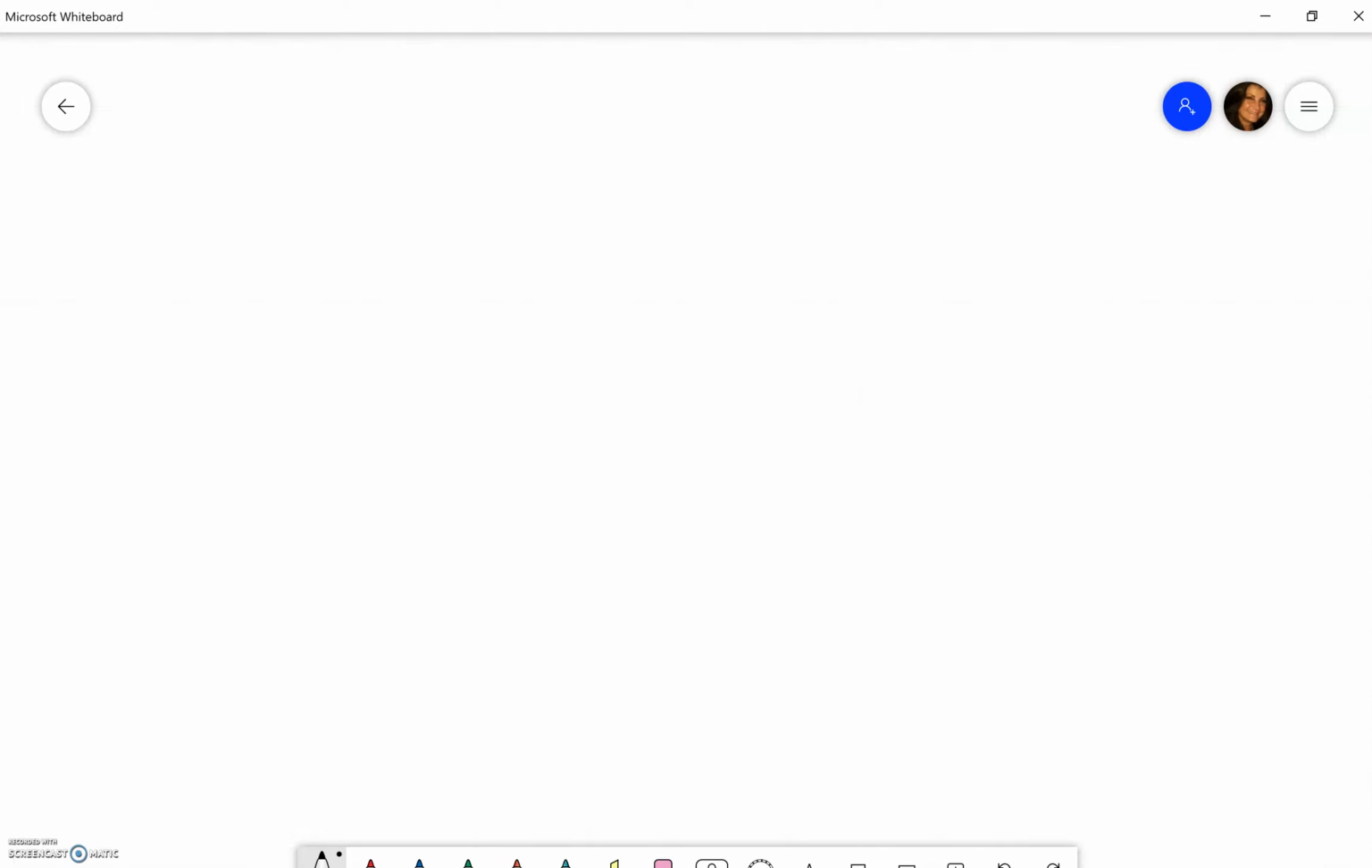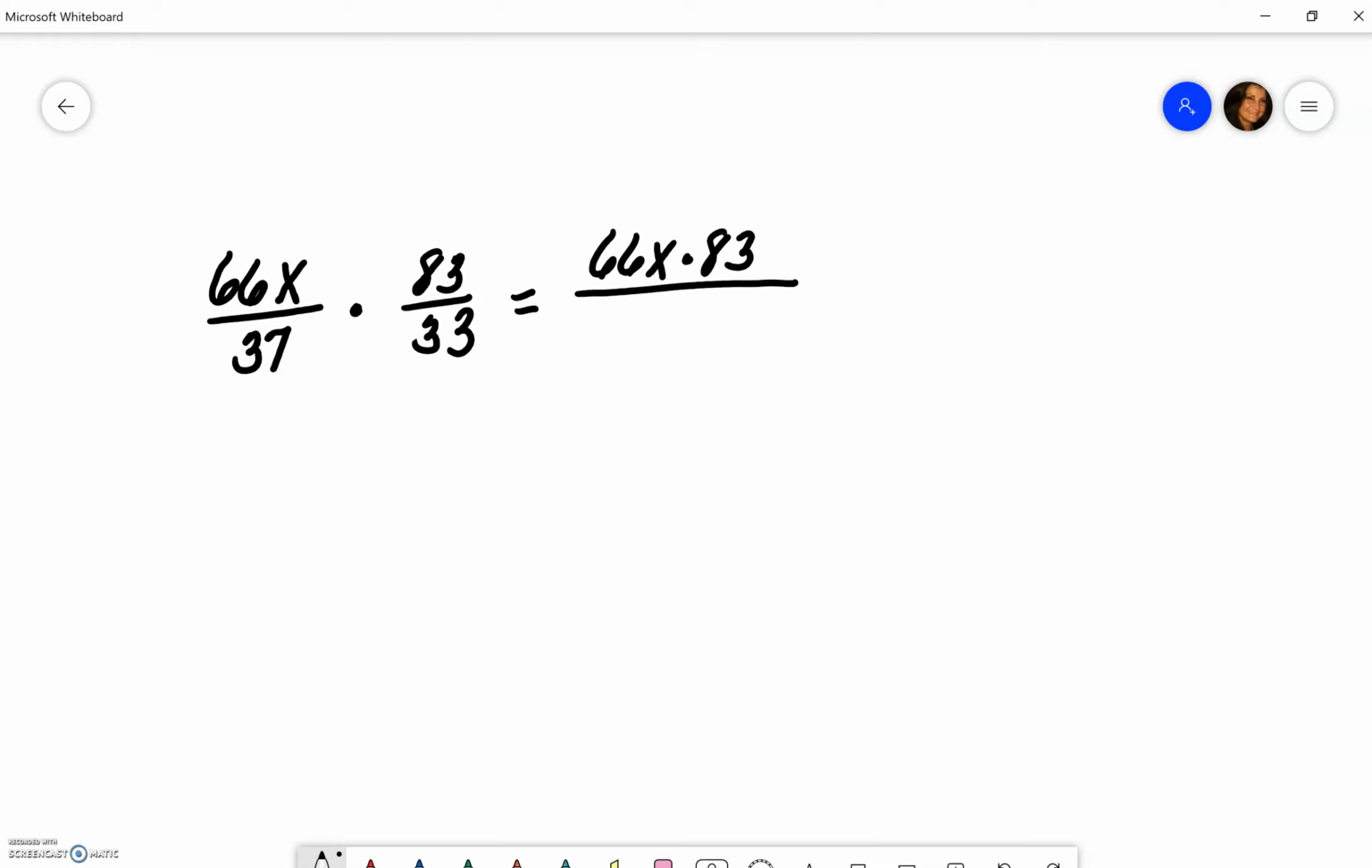So we have 66x over 37 times 83 over 33. The first thing I'm going to do is write it as one fraction, 66x times 83 over 37 times 33. Now I'm going to ask, what can I start factoring out so I know it will divide out to 1? If you can see the 66 and the 33, we can get 11 out of each one of those because this is 11 times 6 and this one's 11 times 3. So I'm just going to rewrite it as that.